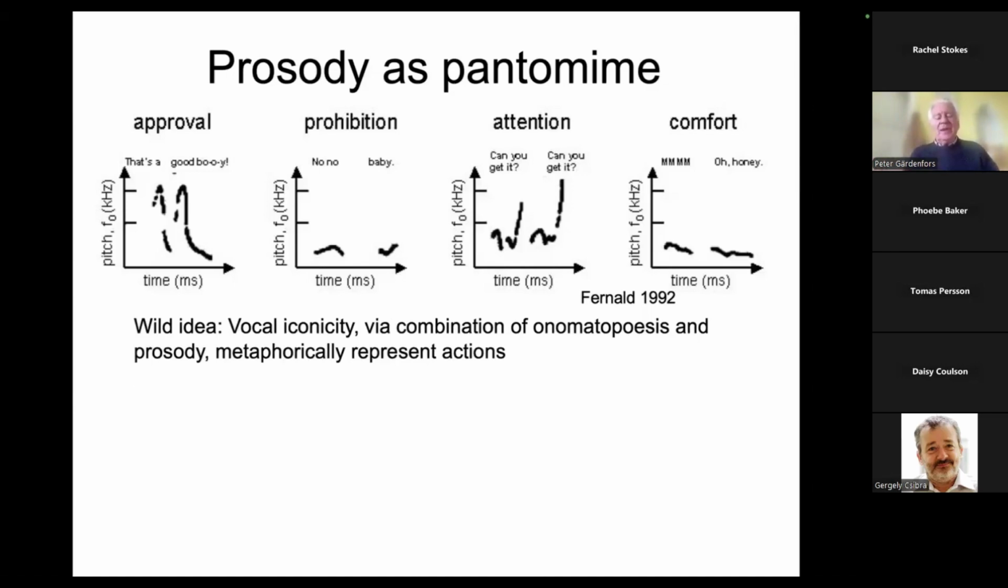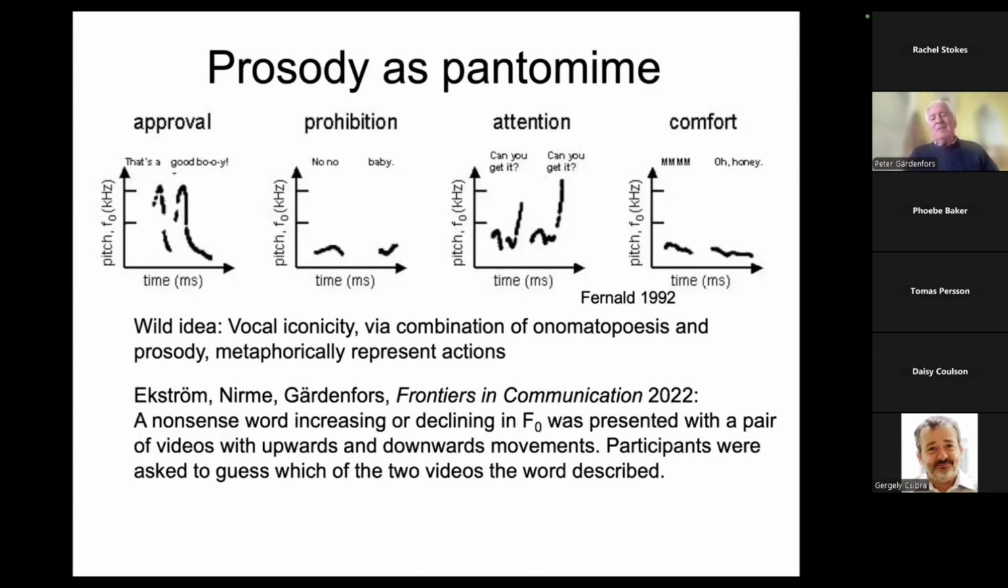So in order to test this idea, I did together with two colleagues, we made a simple experiment where we had nonsense words, and we generated these words either with an increasing frequency or with a declining frequency. And then we presented these words with two videos. In one of the videos, there was a movement upwards. On the other video, there was a movement downwards. Different kinds of movements. But then there were nonsense words. And the participants were asked to guess which video the word referred to, whether it was the one with the upwards or the downwards movement.